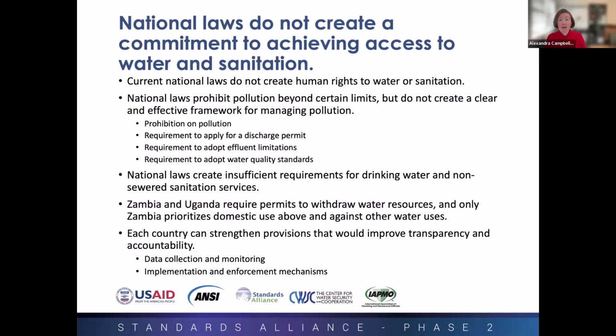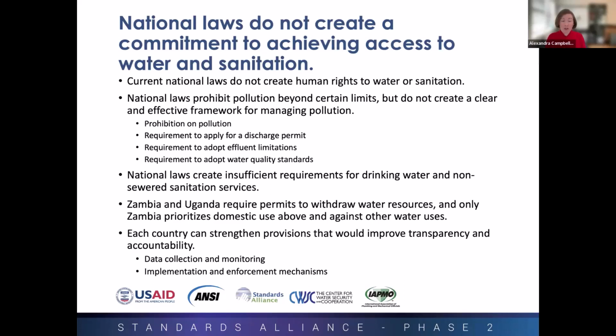On the sanitation side, untreated wastewater is actually one of the most concerning contaminants in our rivers, and that's in the United States, that's across the world. Untreated domestic wastewater and industrial wastewater is one of the ongoing challenges that we face in terms of reducing contamination. So within this bracket, we looked at whether or not there was a prohibition, whether or not you had to apply for a discharge permit, whether or not the ministry has to adopt certain effluent limitations, and then whether or not there's a requirement to adopt water quality standards.